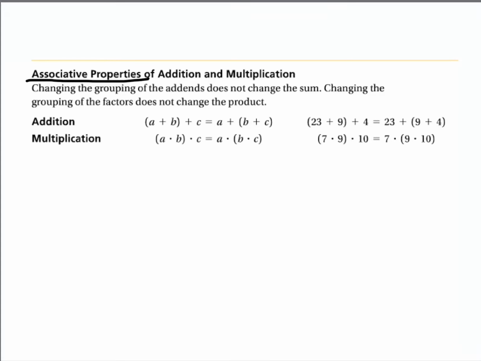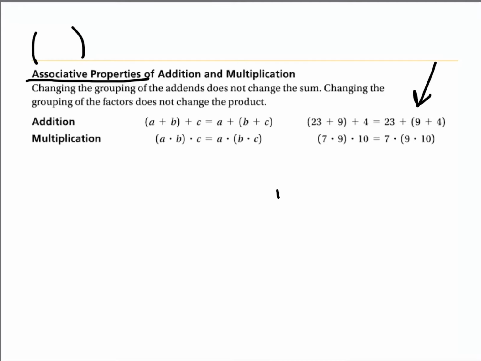Next property is the associative property of addition and multiplication. Okay, associative, I like to think of associating. The people that you associate with are like your groups of friends. So associative has grouping symbols. Okay, and it only works for addition and multiplication, but what it means is it doesn't matter which two numbers are in the grouping symbols. It will work either way.